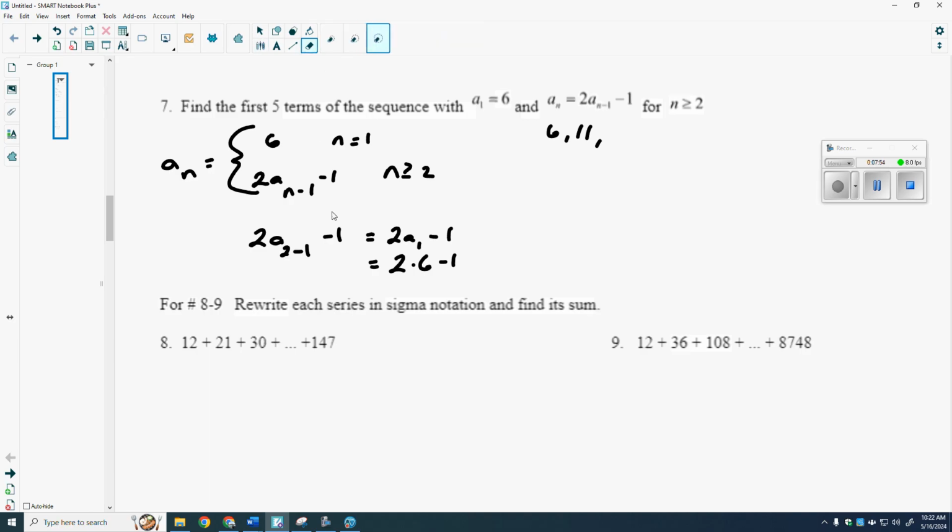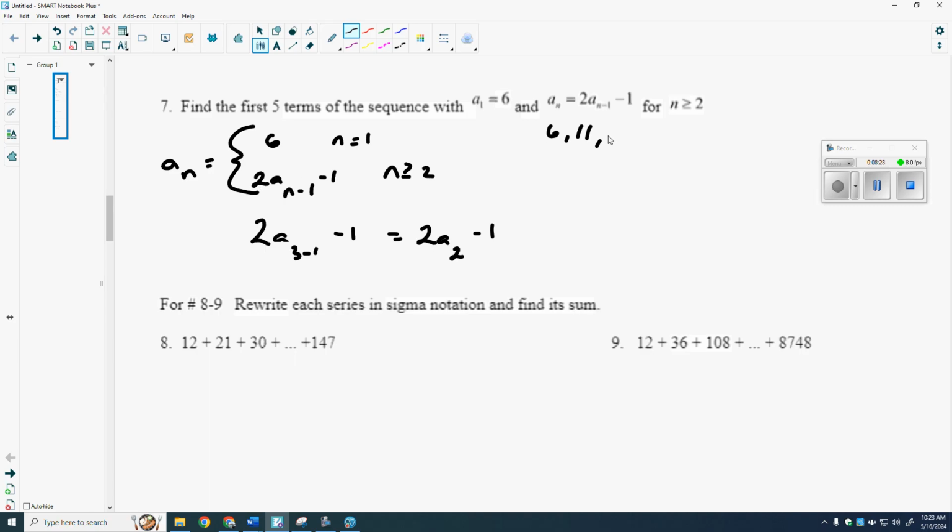If I want to find the third term, n is a 3. And 3 minus 1 would be 2. So this says take 2 times the second term and then subtract 1. So do you see how this minus 1 in the subscript tells me look at the term before the one I want? If I want the third term, look at the second term and plug it in. If I want the fourth term, look at the third term and plug it in, and so on.